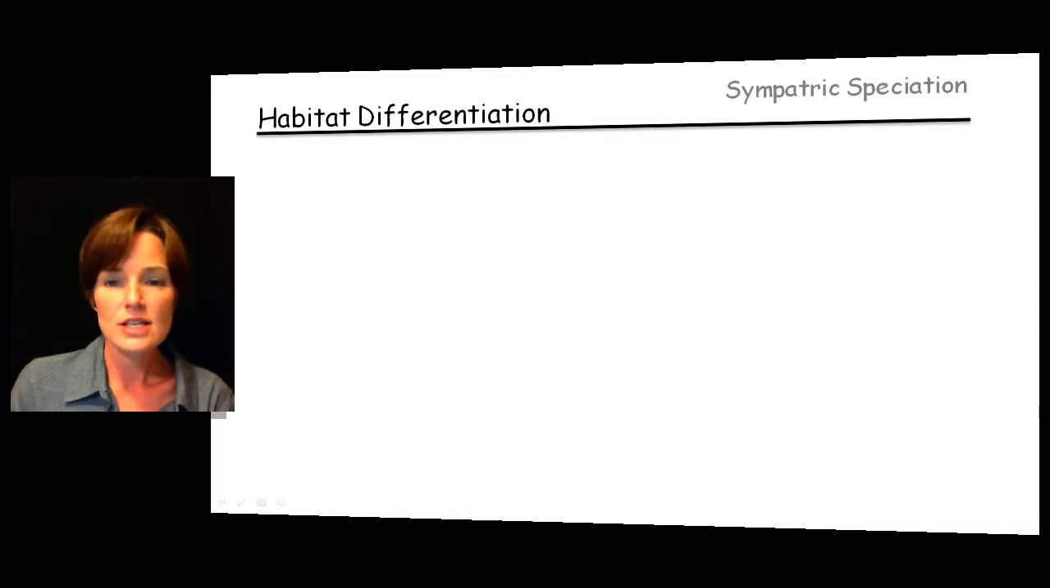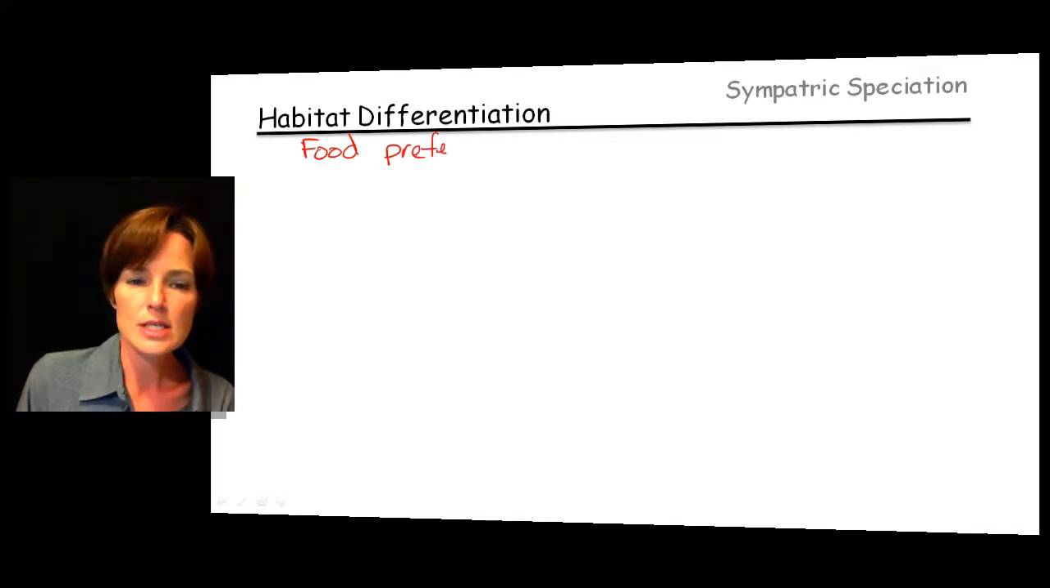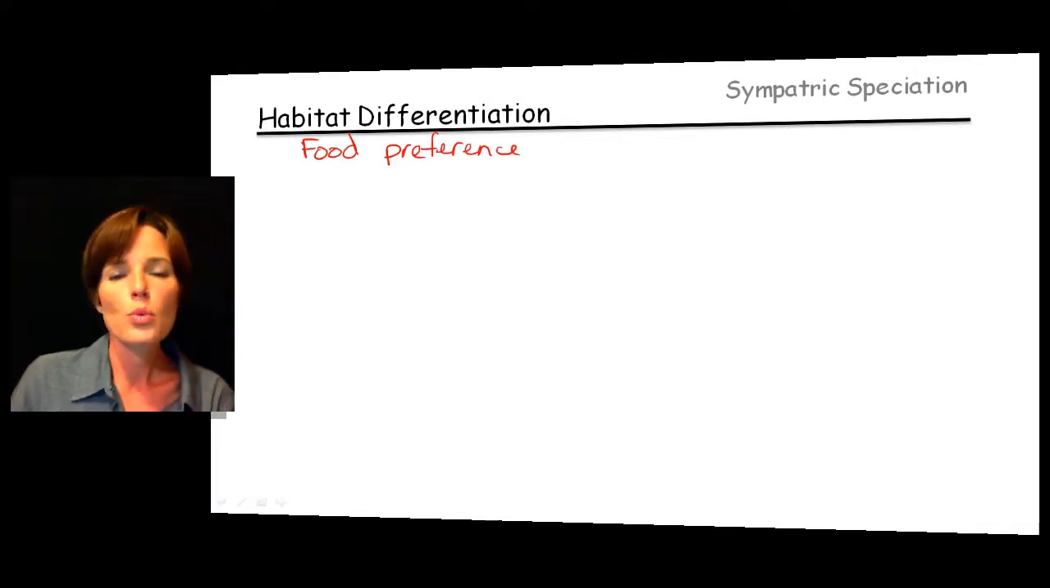Habitat differentiation is another type of sympatric speciation. We can get new species formed even though all of the individuals in the population are going to remain in close proximity to each other. Kind of a common way that this happens is with food preference. Sometimes some individuals in the population will just begin to prefer a new food source.